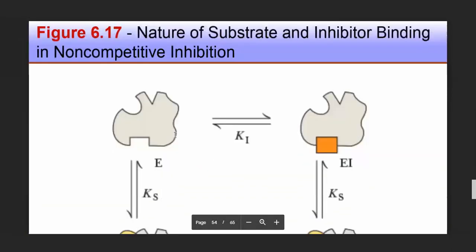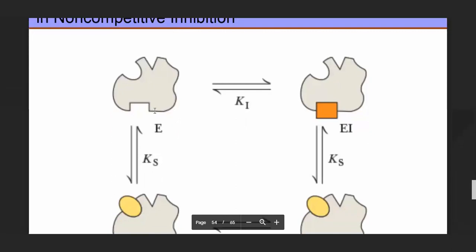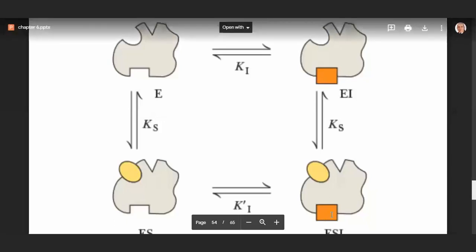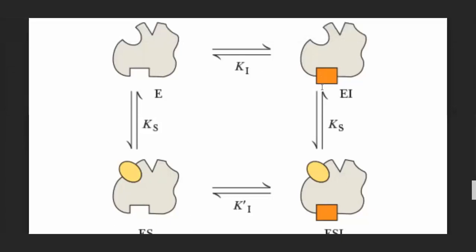Let's see here. This is our enzyme, and the substrate binds here, and then the inhibitor binds to the other site. Or the enzyme can bind the inhibitor first and then the substrate. So this is one of the differences between this and the competitive inhibition.